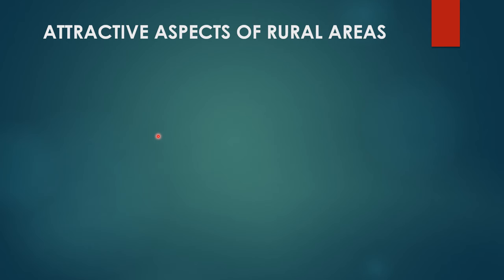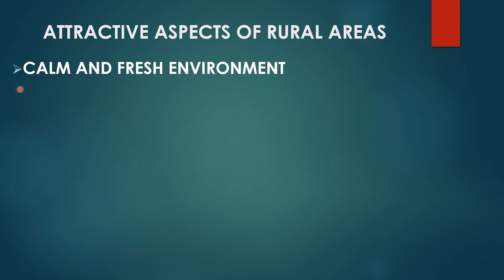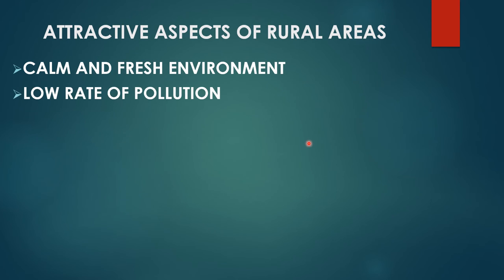Now let's look at the attractive aspects. Many people are attracted into the rural areas. Let's look at those things that attract people into the rural areas. The very first thing that attracts people there is the calm and fresh environment. That's why many people, when they are going on retirement, prefer to go into the rural areas, because it is calm and the environment is fresh. Talk about low rate of pollution. Rural areas are actually less polluted because we have few industries found in rural areas. So many people prefer there because it is less polluted.